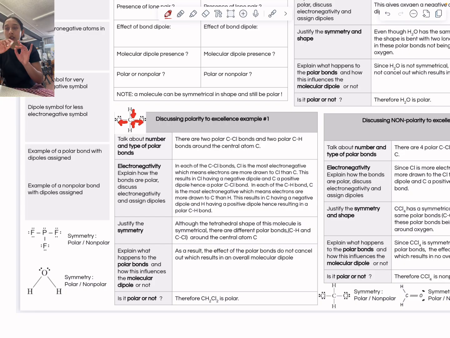And because all of those arrows are going in different ways, they're not all going out or not all going in. Because of that, those vectors, essentially you can consider them as vectors, they actually add up, okay? They cannot cancel each other out fully. As a result, the effect of the polar bonds, or the bond dipoles, do not cancel out. And so that's why there is a molecular dipole present. Therefore, this molecule that we're looking at, CH2Cl2, is polar.